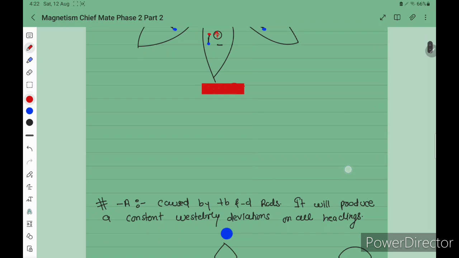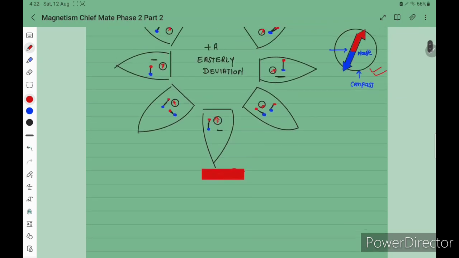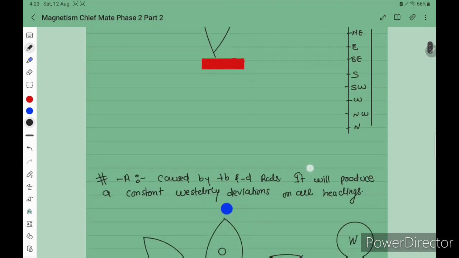Okay, now how to make the deviation card? East, and this is your west: north, northeast, east, southeast, south, southwest, west, northwest, and north. So all the easterly headings you can make one line. That means the deviation is only on easterly headings. So you understand this? Okay, moving to the minus A.